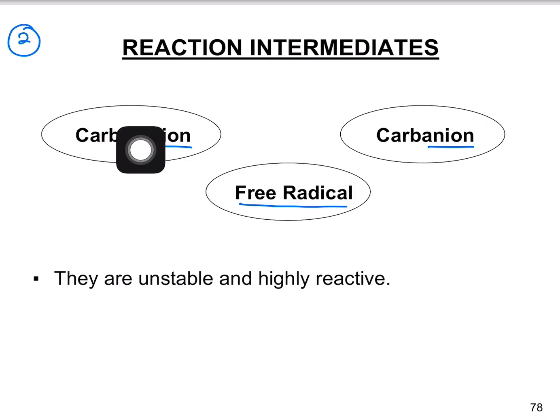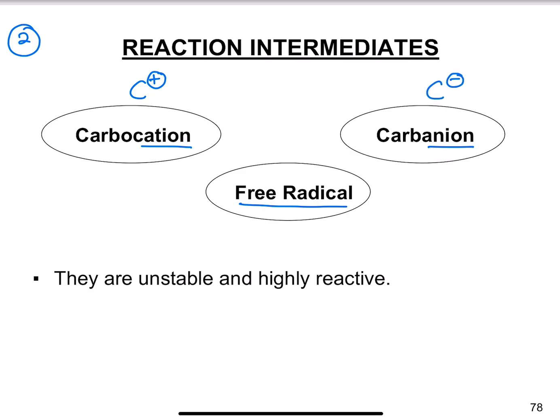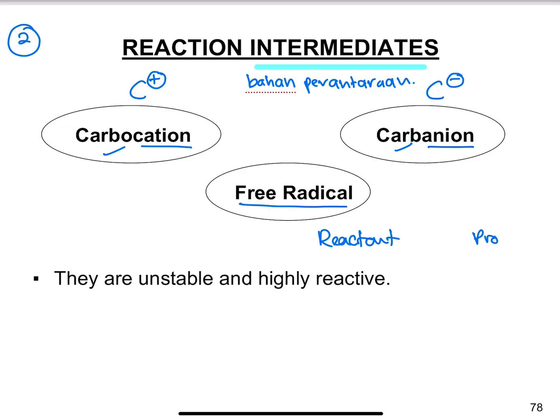But since we are learning about carbon compounds, we will be seeing species of carbon that have a positive charge and species of carbon that have a negative charge. So we add carbo in front of it. Carbo, alright. So what is one important property you have to know about reaction intermediates? Intermediates, I think you understand the word. Intermediates are the middle species, in between a reactant and a product.